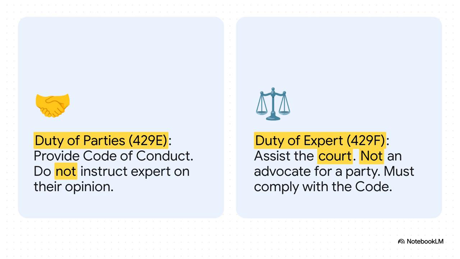Now, this is where it gets really interesting, because we've got these 2 sides of the same coin, right? We've got Rules 429E and 429F working together. Under Rule 429E, your job as counsel is crystal clear. You must give the expert a copy of the Code of Conduct. And, this is the big one, you must not tell them what opinion to have. Your job is just to set them up for their duty, which is under Rule 429F.